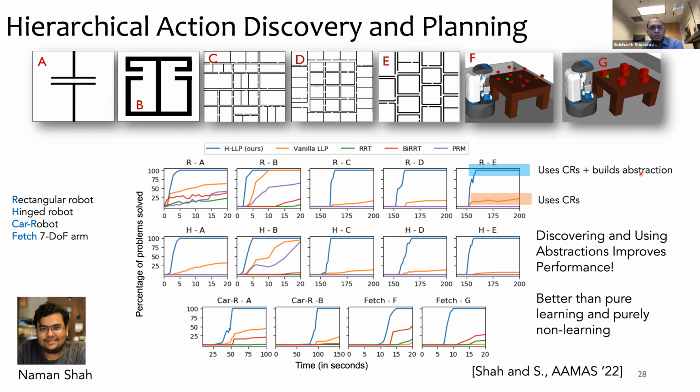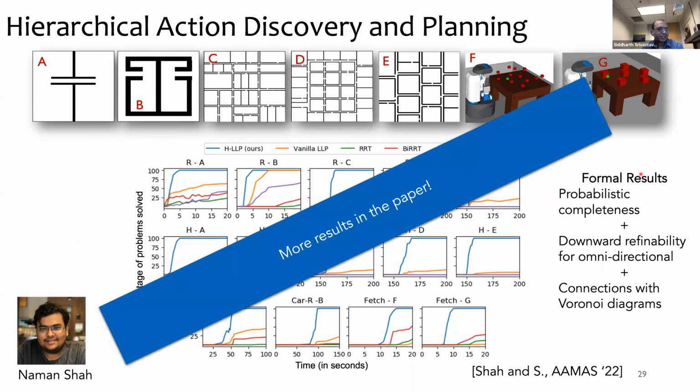So the moral of the story here is that discovering and using abstractions does improve performance. It makes things much more data efficient. And in fact, by designing this algorithmic process around the noisy predictor, we're able to do much better than an approach that does pure learning or approaches that don't use learning at all. And of course, there are many more results in the paper. So I want to pause here and see if there are any questions.